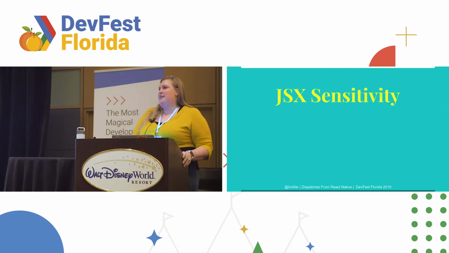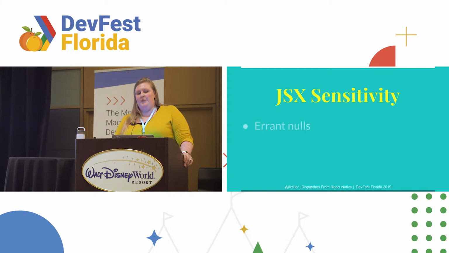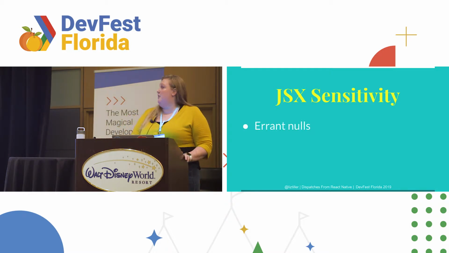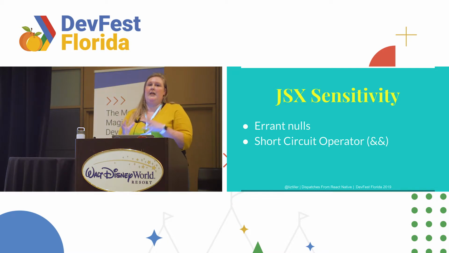So first up with JSX sensitivity, this is something I have definitely come across many, many times. We will have beautiful code and everything's written up in iOS, and then we go to our Android build and suddenly everything's crashing and it just falls apart on us. So we learned that you had to be really careful about your nulls. Everything had to be null safe. Also that short circuit operators, the and, doesn't really work when you're putting it right into the JSX.